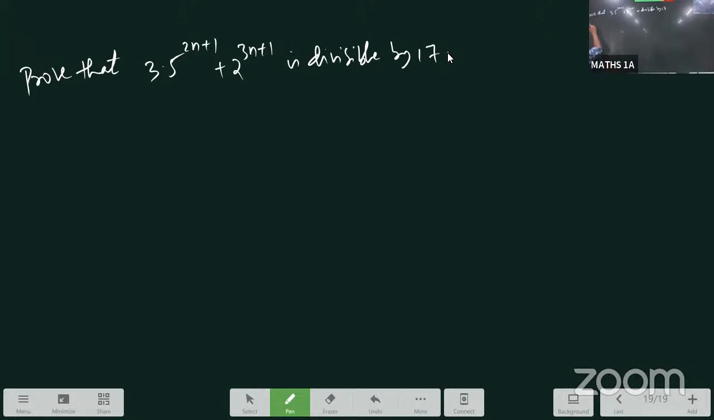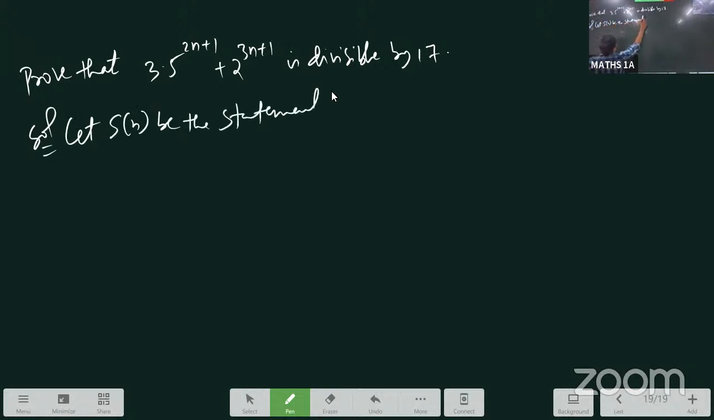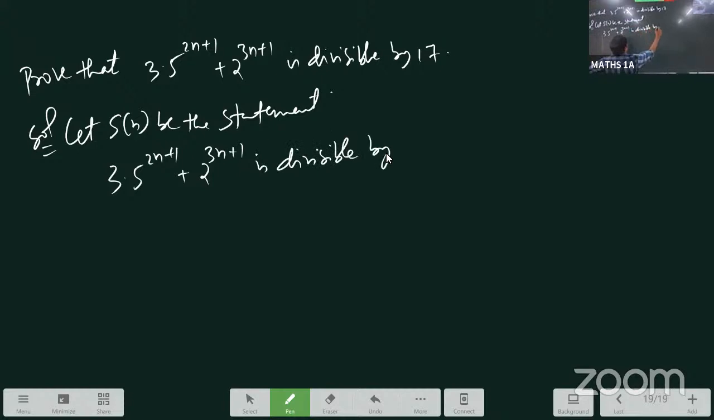Now, see this. Let S of n be the statement. What is that statement? It says 3 into 5 to the power 2n plus 1, plus 2 to the power 3n plus 1 is divisible by 17. That is a statement. First, I will put n equal to 1.